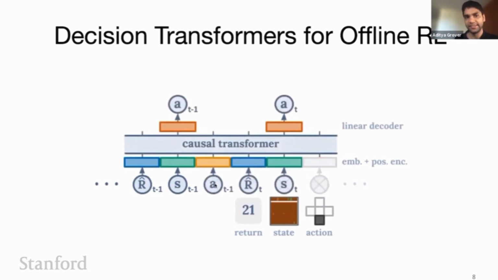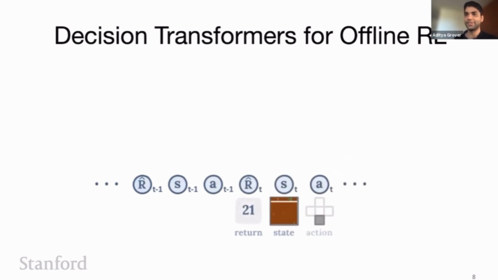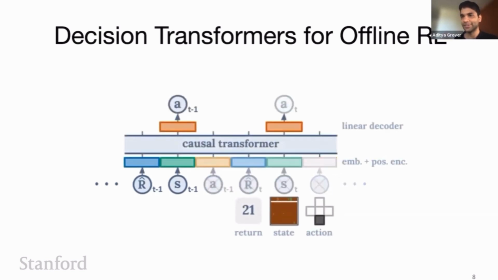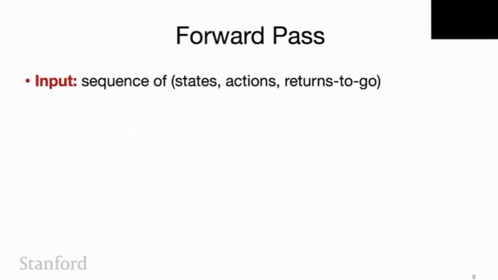We will go into the details of how exactly each of these are encoded. But essentially, this is in a one-liner. It's taking the trajectory data from your offline data, treating it as a sequence of tokens, passing it through a causal transformer, and getting a sequence of actions as the output. Okay, so how exactly do we do the forward pass through the network?